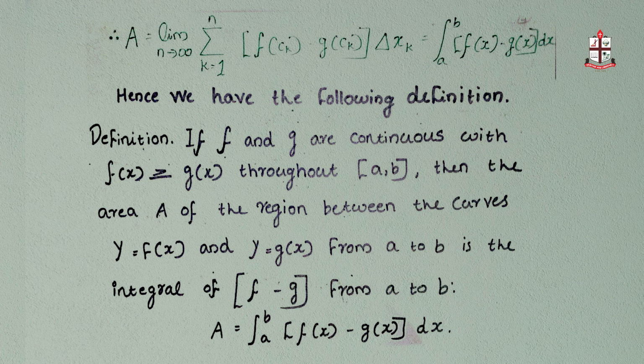So, we have the following definition: if f and g are continuous with f(x) greater than or equal to g(x) throughout the closed interval [a, b], then the area of the region between the curves y equals f(x) and y equals g(x) from a to b is the integral of f minus g from a to b. That is, A is equal to the integral from a to b of f(x) minus g(x) dx.